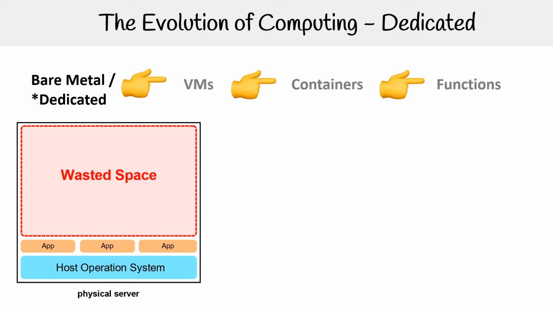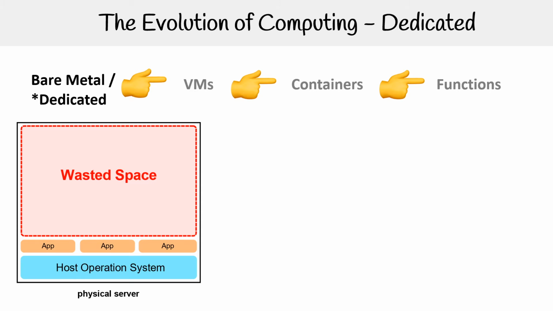So I know we already covered the evolution of servers, but I really wanted to make sure you understand the evolution of computing visually and the trade-offs as to why, because it's going to really help you understand the difference between a bare metal machine, VMs, containers, and functions.